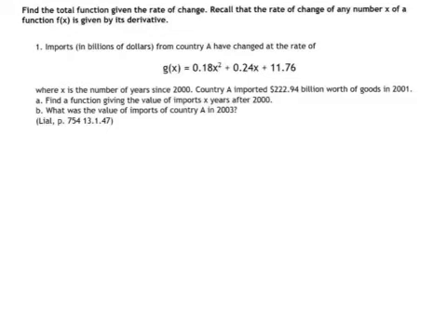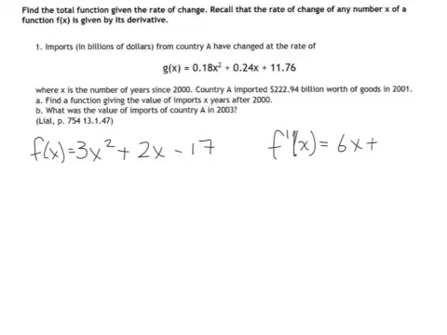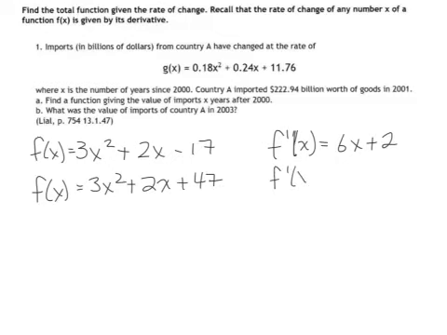So the first thing I'm going to do is write a function, say 3x squared plus 2x minus 17, and I'm going to ask what the derivative would be. And the derivative is 6x plus 2. Then I might have a function like this, and I would say, what is the derivative of this function? And you might say 6x plus 2.